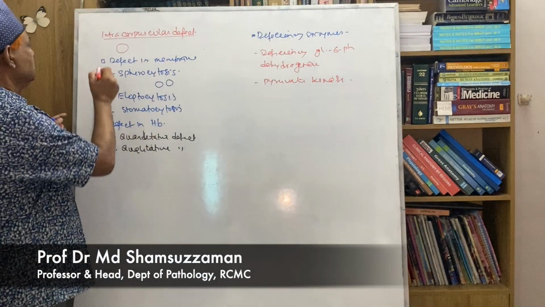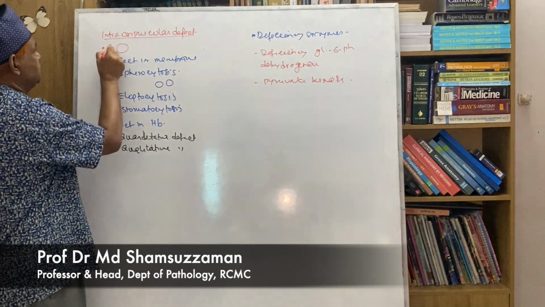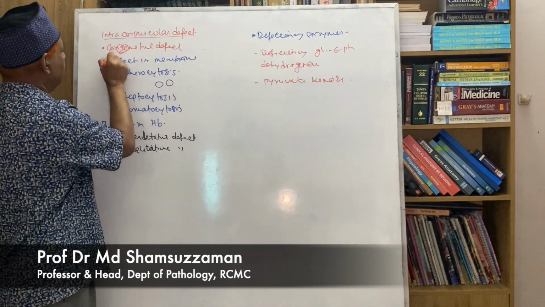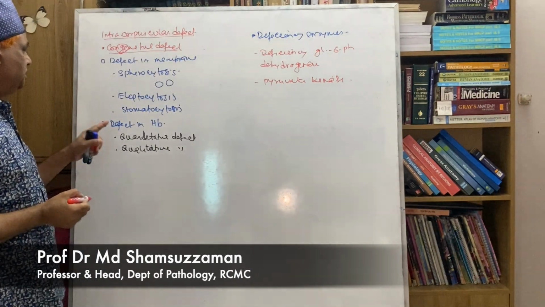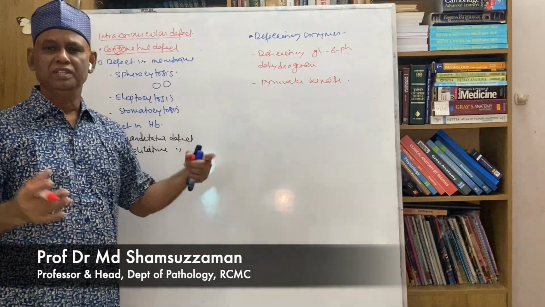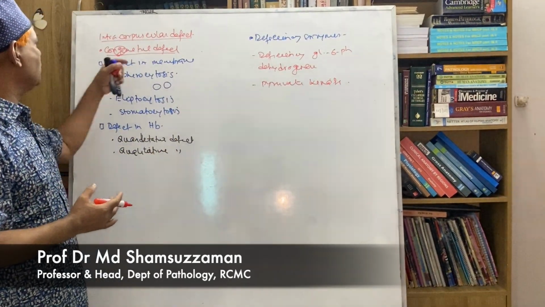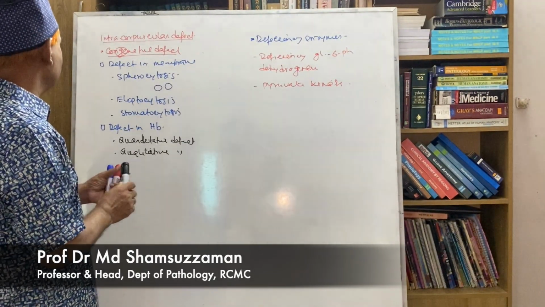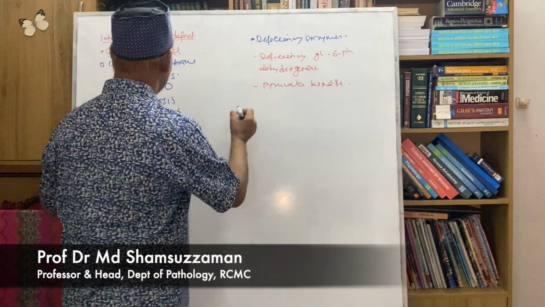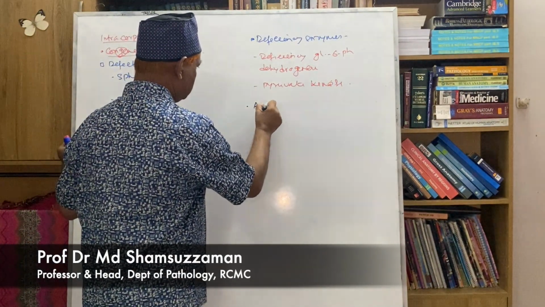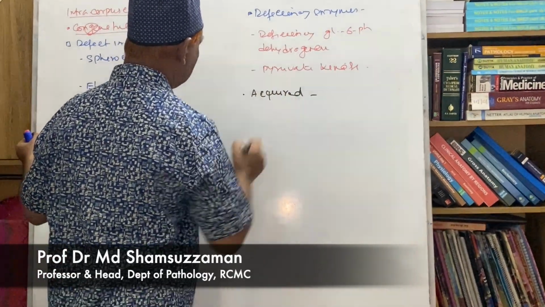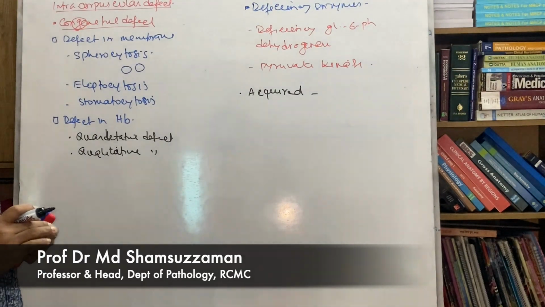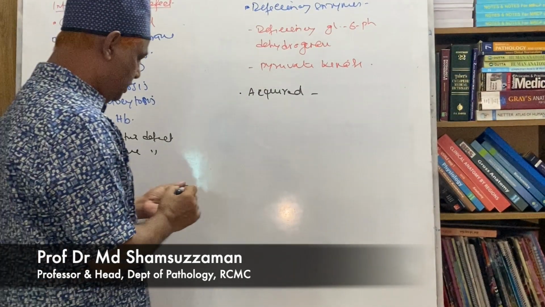All these three are known as congenital defects. So all these three, defects in membrane, defects in hemoglobin, and deficiency of enzyme, are congenital defects associated with intracorpuscular defect of hemolytic anemia. Now come to acquired. Acquired hemolytic anemia that is associated with the intracorpuscular defect of hemolytic anemia.